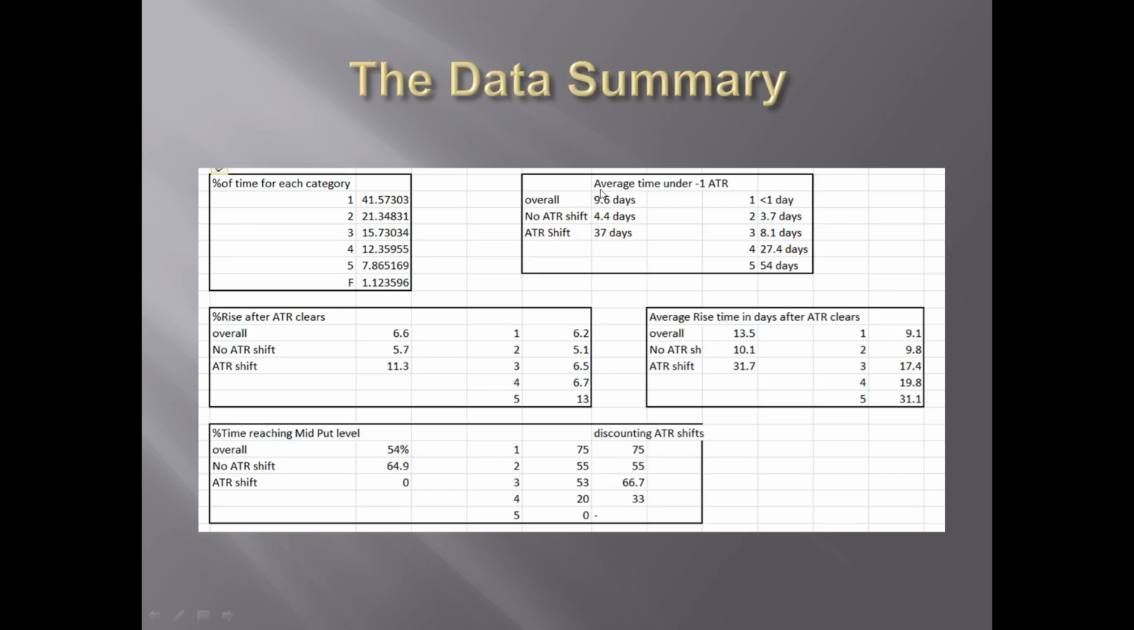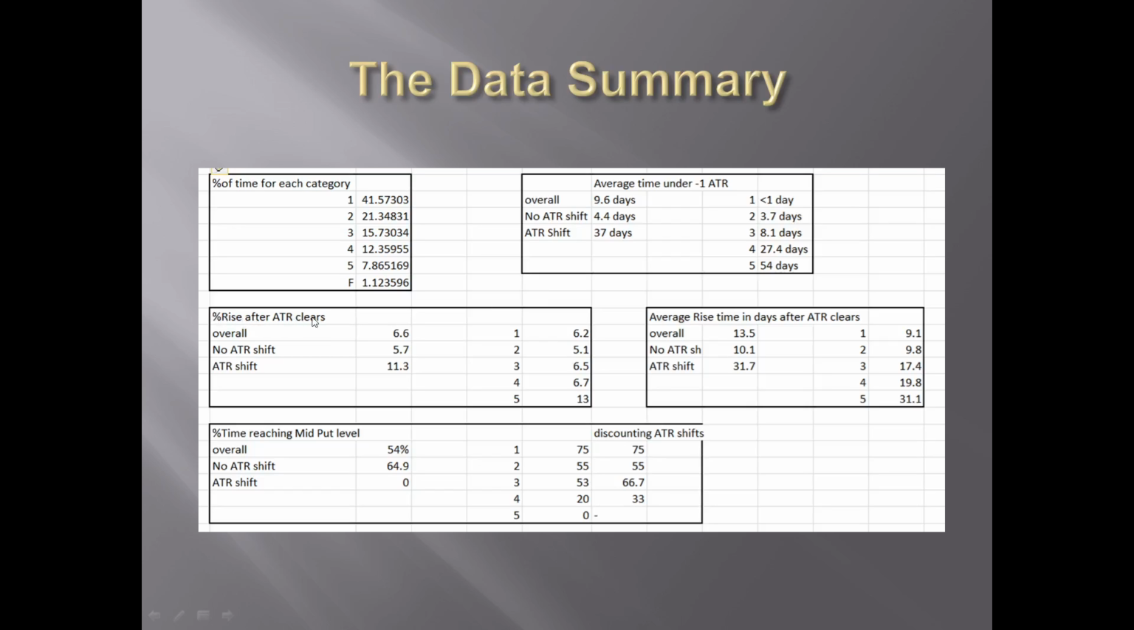How long did these stay under? Again, 1s less than a day, 2s about 4 days, 3s 8 days, 4s 27, 5s 54. These are really deep, so it's going to stay there a long time.